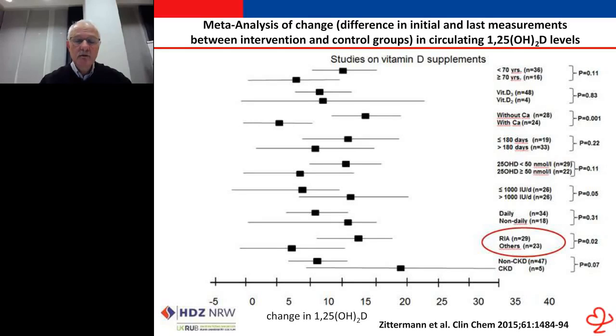Here you can see data from a meta-analysis. These data show the results of studies of vitamin D supplements on circulating 1,25 dihydroxyvitamin D levels. Here you can see that the RIA test kits show different results compared to other test kits. And this demonstrates that up to now, the measurement of 1,25 dihydroxyvitamin D was difficult.